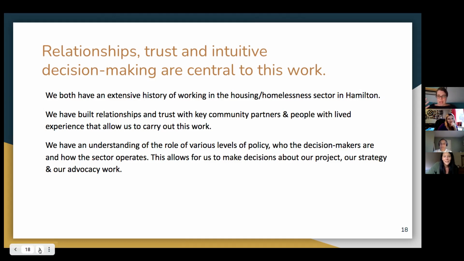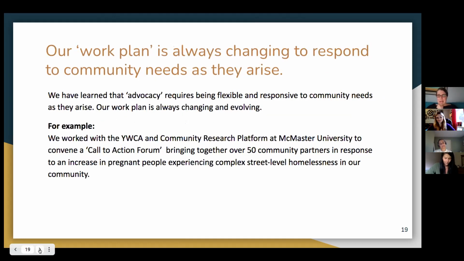We also know how policy making works in Hamilton. We know the different players and how the municipal, provincial, and federal governments intersect. So it was really important for us to have that grounded understanding, but then to layer on top of it this idea of relationship, trust, and intuition in our work. We can go to the next lesson.